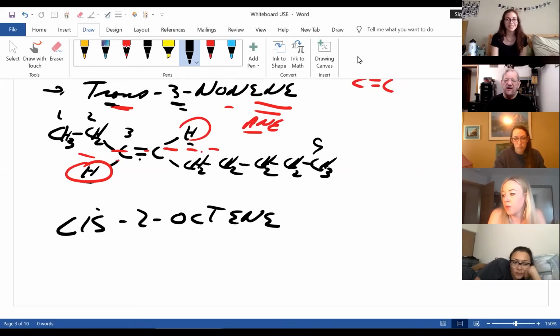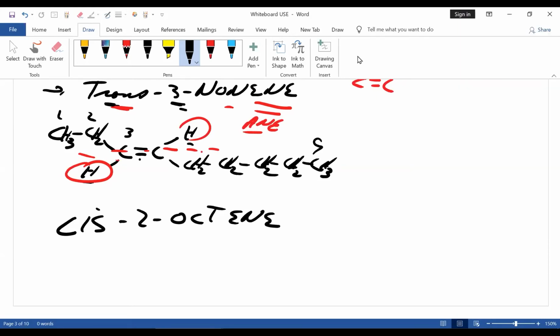And the question is, how do you name this? How do you decode this? You always start from the right and move left. All organic names are like that. EN, the ending, tells you double bond. If this were ANE, octane, 8 carbons. Notice double bond is on carbon 2 and it's cis.